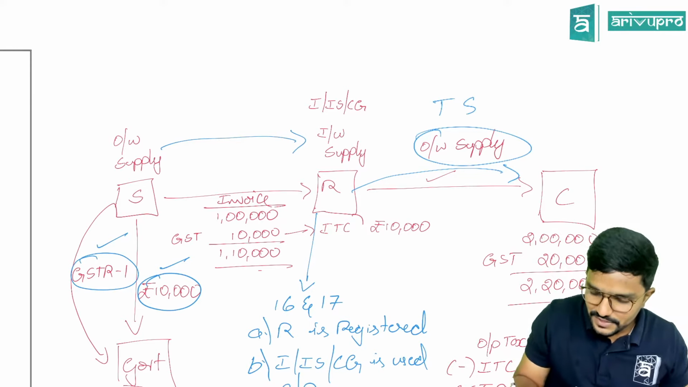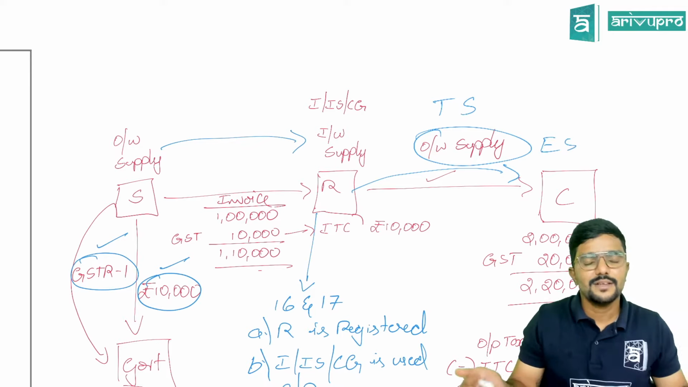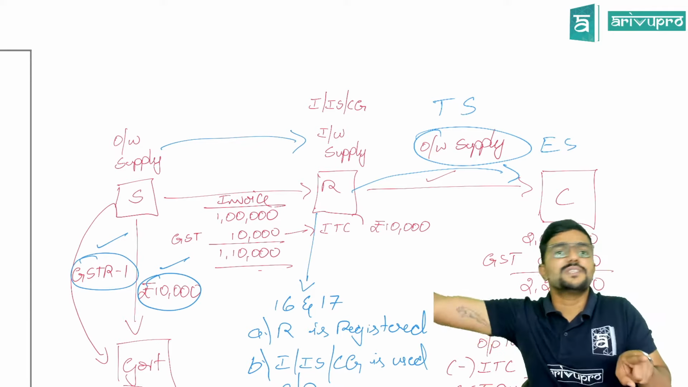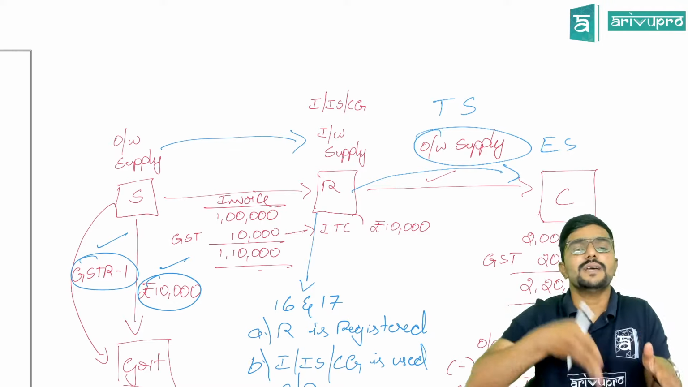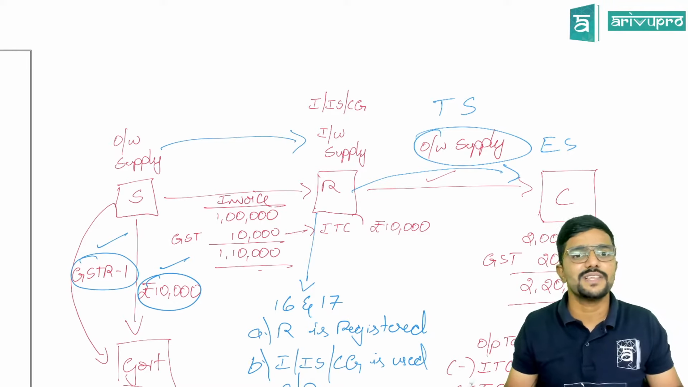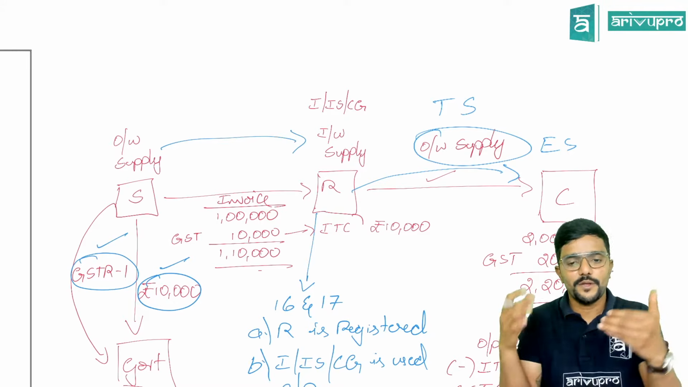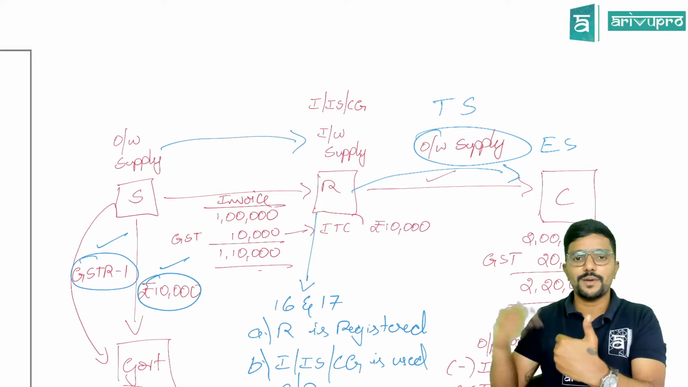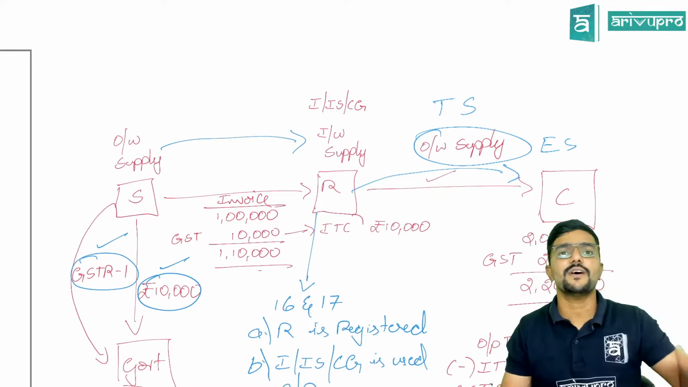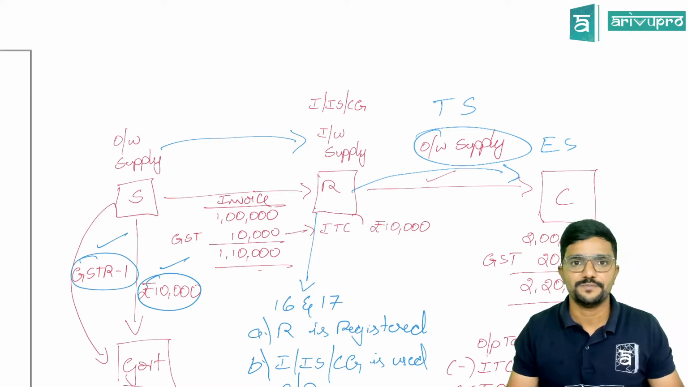If by chance this is exempt supply, then the recipient is not paying tax on his outward supply, so he cannot claim the credit of input tax. That is what they are trying to tell. So if you are liable to pay tax on your outward supply only, you can claim the credit of input tax. That is one more point.